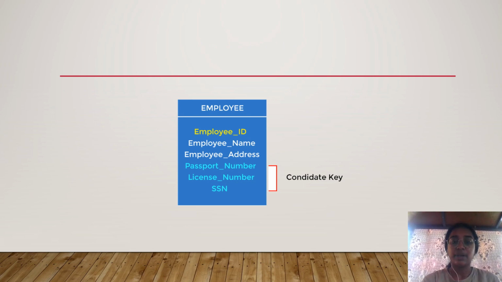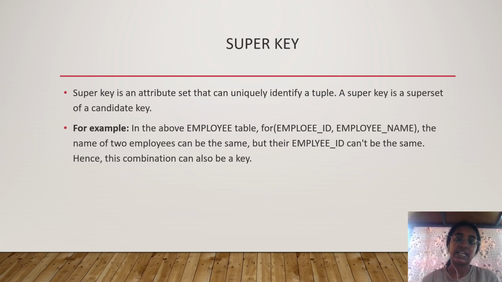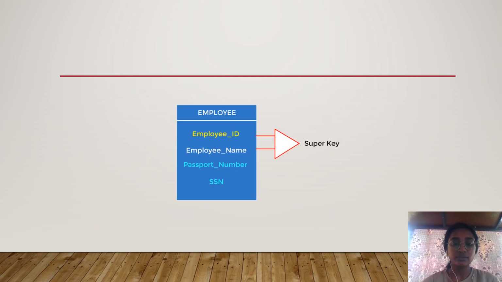You can see the example of an employee table where the passport number, license number, and SSN number are considered candidate keys. Super key. A super key is an attribute or set of attributes that can uniquely identify a tuple. A super key is a superset of a candidate key. For example, in an employee table, employee ID and employee name: the names of two employees can be the same, but the employee ID cannot be the same for two employees. This is the example we can pictorially represent for the super key.